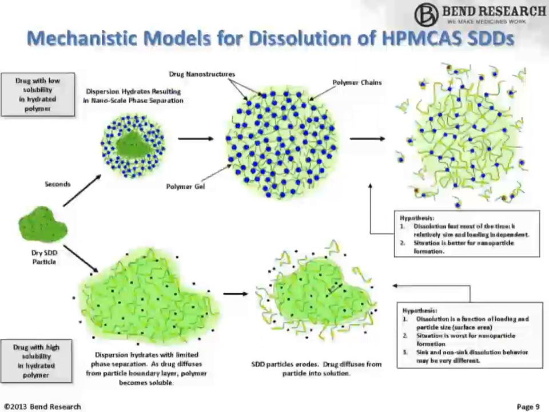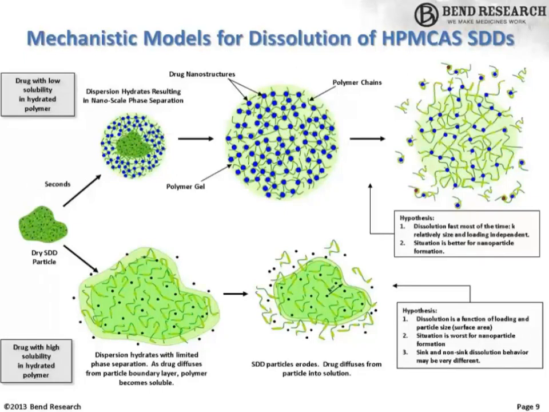So slide 9 now talks about the mechanistic models for dissolution of SDDs. And really there's two fundamental mechanisms that need to be considered when formulating a compound. One is where the drug has low solubility in the hydrated polymer, and then upon hydration, as it goes into the gastric media, it nanophase separates into nanostructures or nanoparticles that then come off of the parent amorphous dispersion particle, rendering a very rapidly dissolving and high energy form.